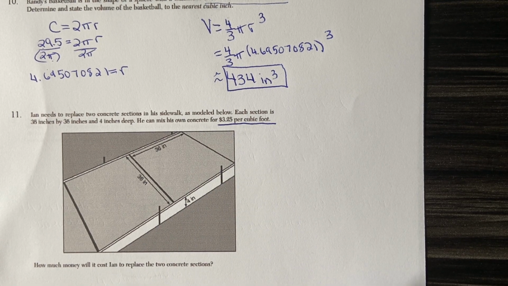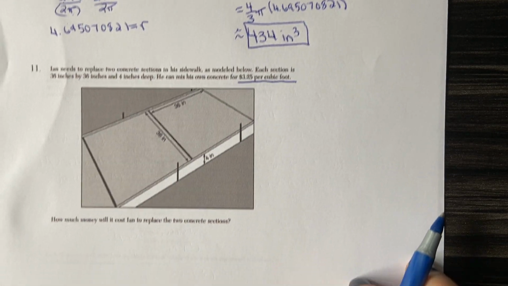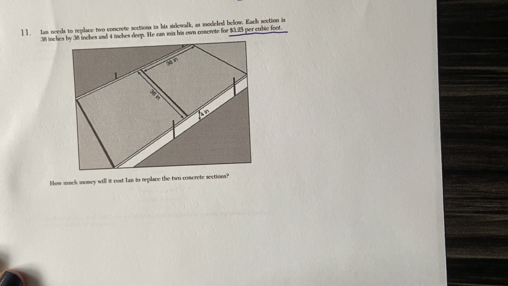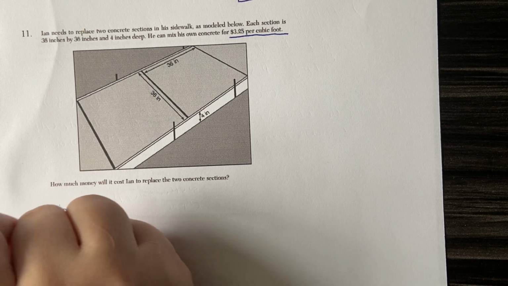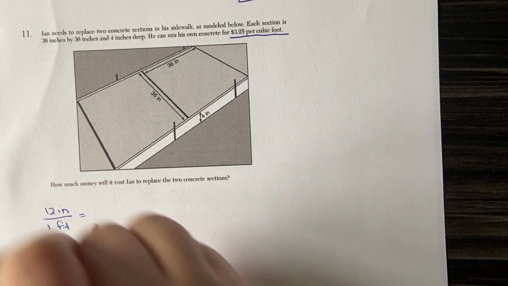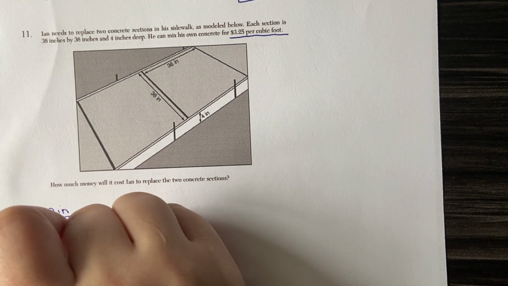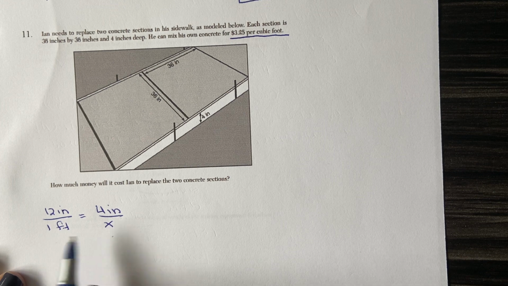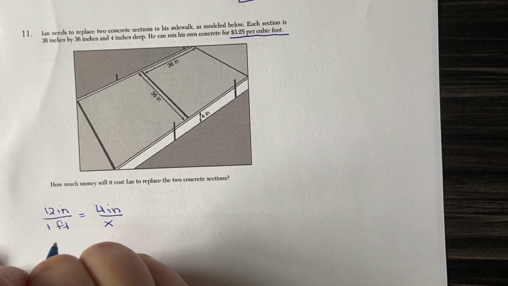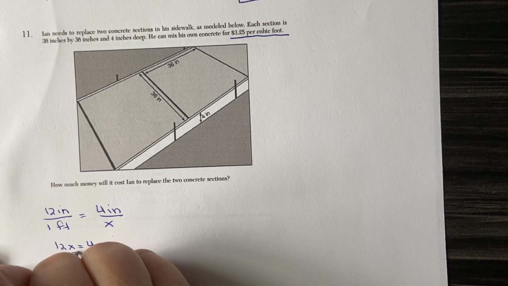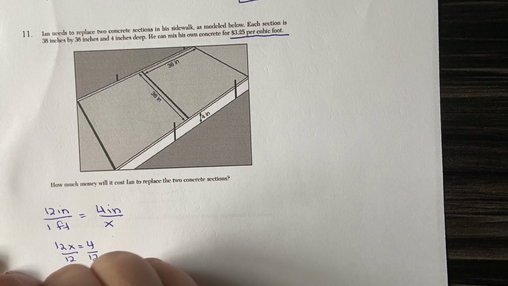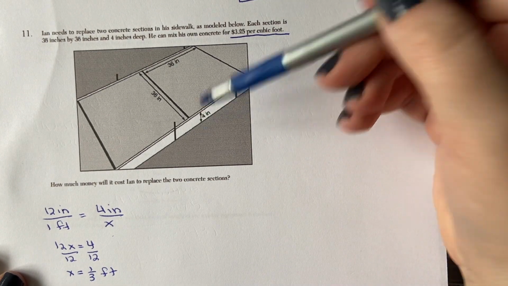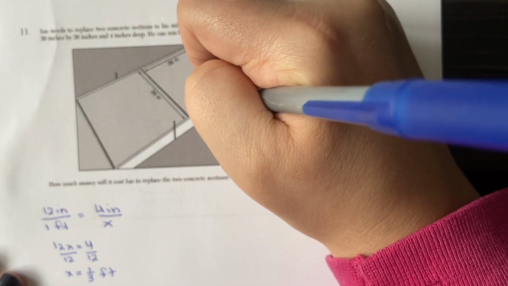Down at the bottom, it's pretty easy to do. You could set up conversions if it makes it easier for you. You know that you have 12 inches in 1 foot. So if you're trying to convert 4 inches to feet, put inches with inches, and then put x with the 1 foot. If you cross multiply this, you get 12x equals 4. Divide both sides by 12, and you get 1/3 foot. That is going to be this length right here. So this is 1/3 foot.